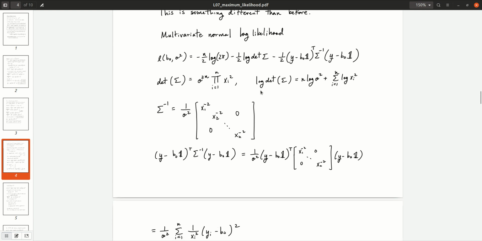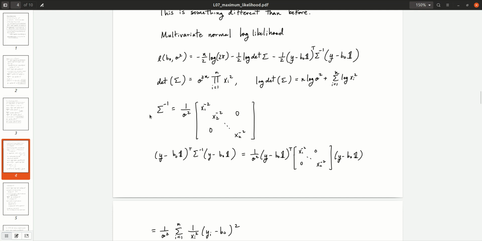So the log determinant is just the log of that. That's n log sigma squared plus the sum of log xi squared. If you take the log of a product, it becomes the sum of the log of each term. The log of this product is the sum of the logs, so that's why you get this term here.